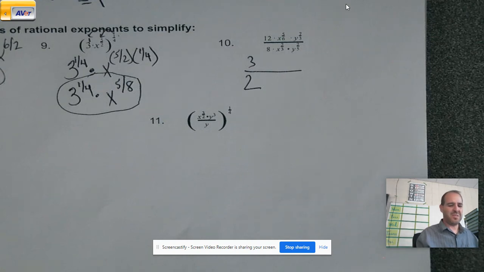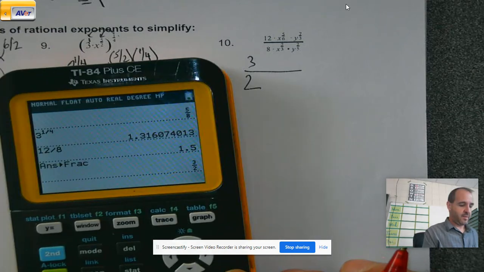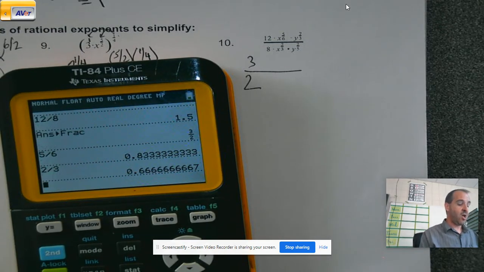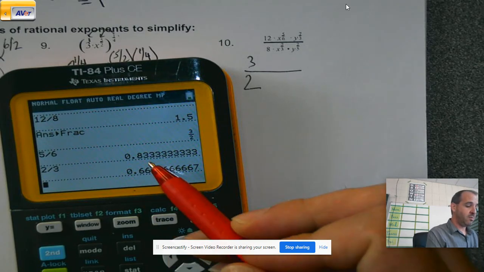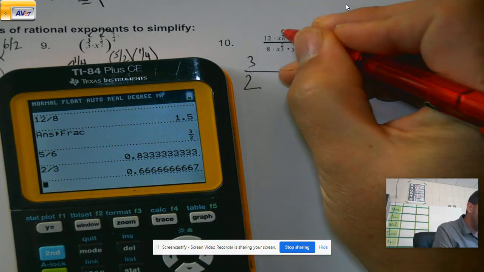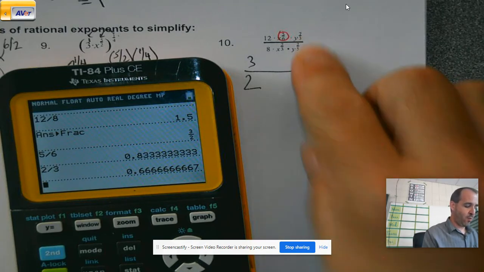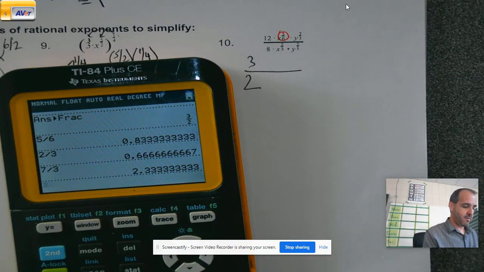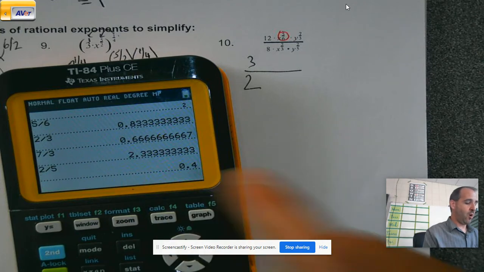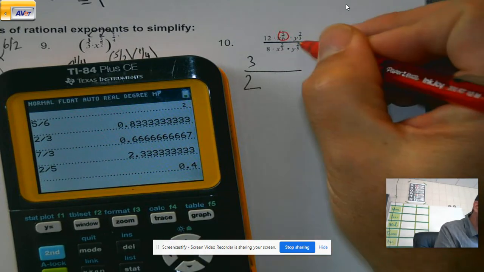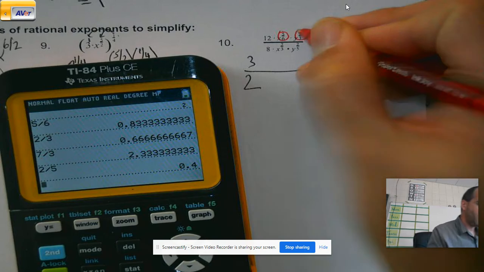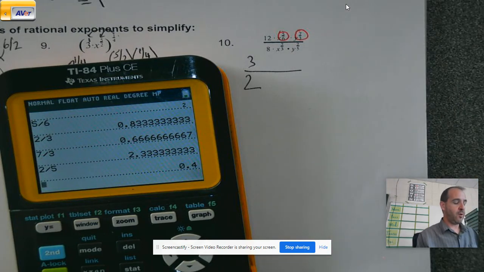5/6, 2/3. They both seem kind of big. I'm not sure. Here's my suggestion. Take each fraction, 5/6, 2 divided by 3. Whichever one gets you the bigger decimal is the bigger fraction. And we can do the same thing for y before we actually do the math. Okay, 2.33, a whole lot bigger than 0.4. So both of our larger exponents are in the numerator.